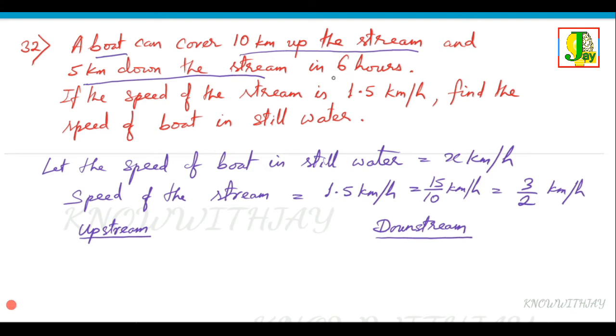Okay, the total time is given as 6 hours. If the speed of the stream, like the speed of the wind, is given as 1.5 km per hour, you have to find the speed of the boat in still water. So let us assume that the speed of the boat is x km per hour, and the speed of the stream is given as 1.5 km per hour. You can keep it like that, or you can convert it to the fraction 3/2 km per hour. Now there are two situations, upstream and downstream.